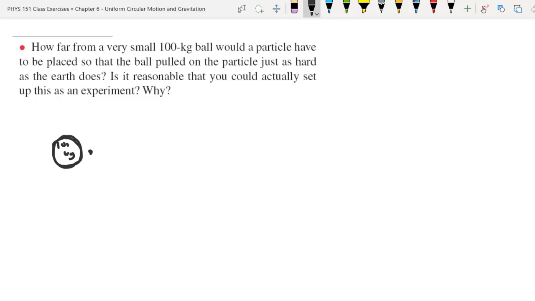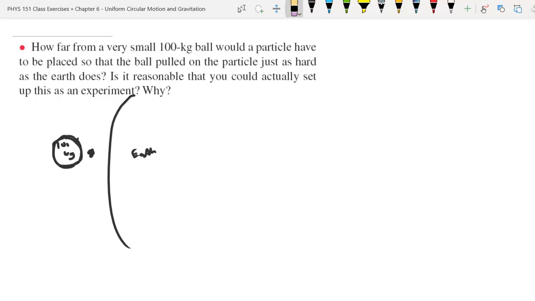So I guess basically, if we have that 100 kilograms there, and we have the Earth here, right? How close does it have to be to the 100 kilograms so that these forces would kind of balance out? I guess that is another way to look at that.